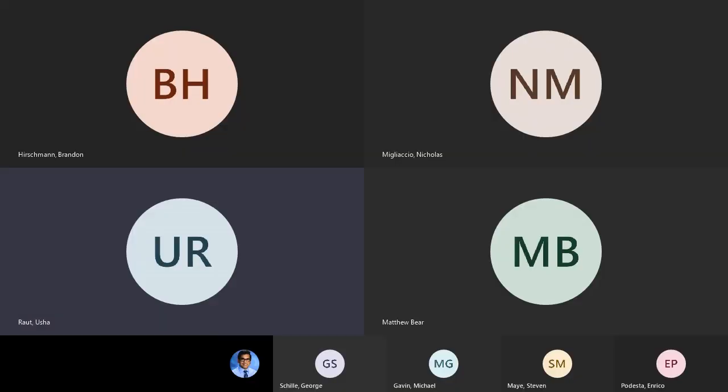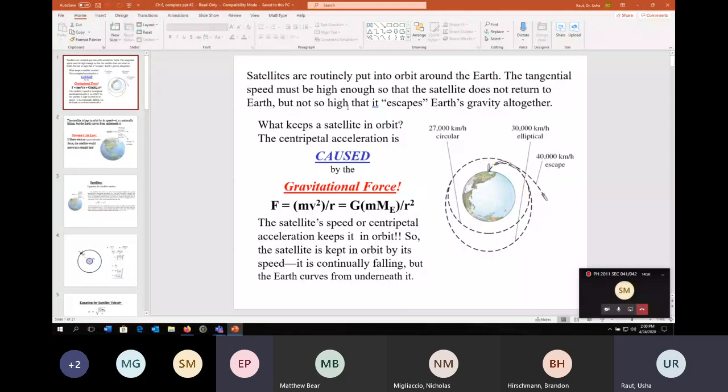You can see the screen, right? Yeah. Okay. Awesome.